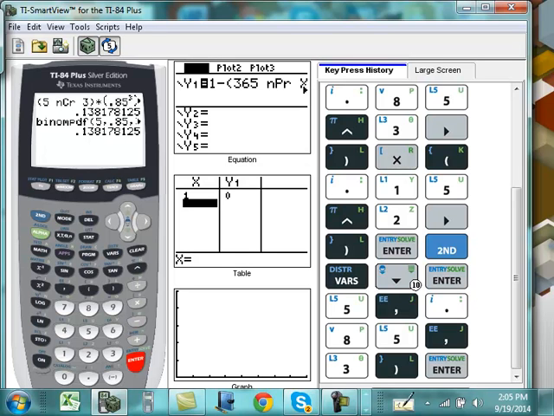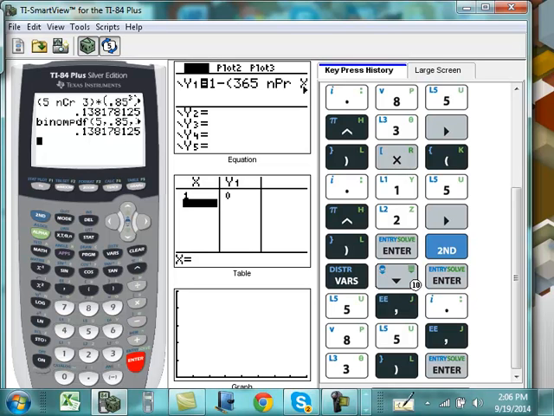You get that probability. So you don't have to necessarily memorize the formula. You just need to locate the binomial PDF function and input the 3 numbers: the number of trials, probability of success, and the number of successes. That's it.